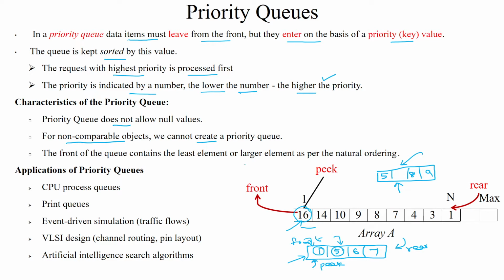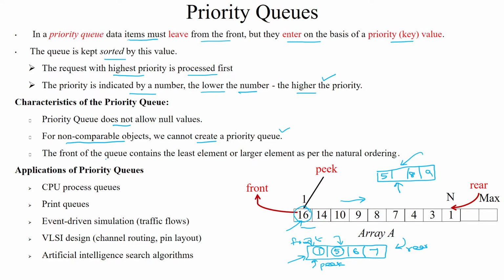Non-comparable objects also cannot be created by the priority queue. That means the values should be able to compare, then only you can arrange them by using the priority based order. Okay, the highest priority, lowest priority, like that we should be able to compare the values by using the priority key. Otherwise we cannot store those values inside the priority queue data structure.